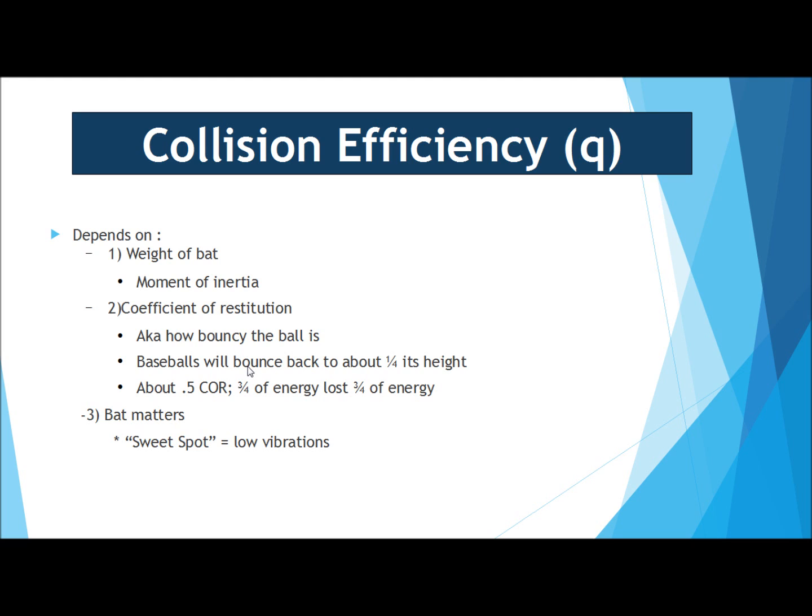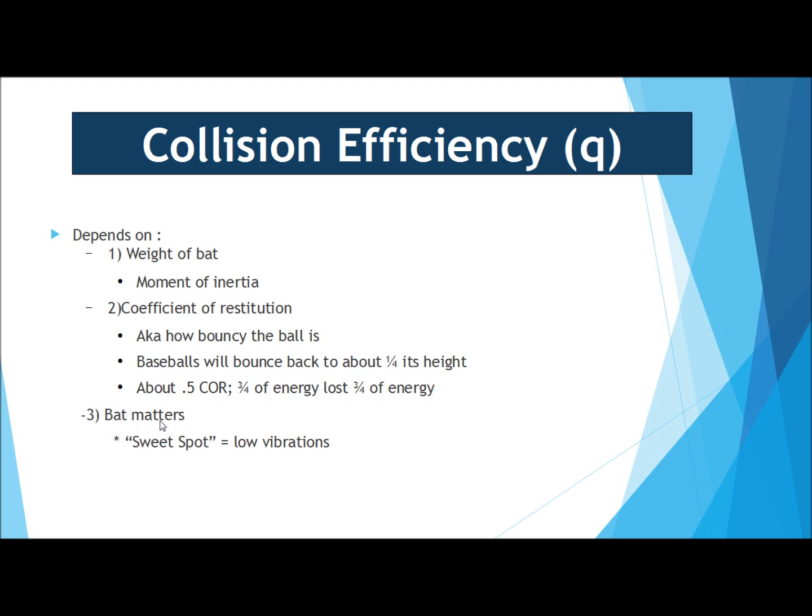So he showed a quote-unquote super ball that he dropped, and it just about reached back to its initial height when it hit the ground, so it bounced back up. When you do that with baseballs, the baseball only bounced back up to 1/4 of its height. So baseballs have a coefficient of restitution of about 0.5. This means that they lose about 3/4 of the energy, and this is obviously not a very efficient system again. So the higher the coefficient of restitution, the better it is to hit the ball, basically.